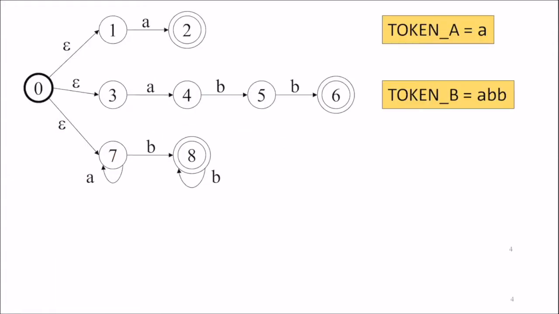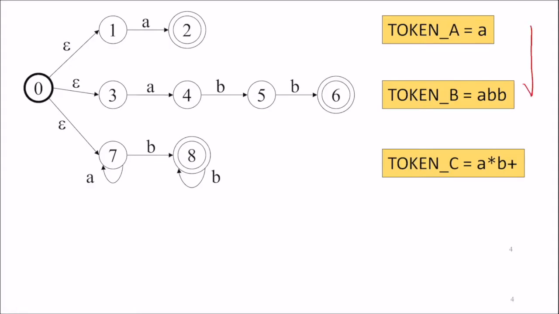Okay, so let's take the different token definitions. And as before, we're going to assume that there is an ordering here, so that token A is the highest priority, token B is the next highest priority, and token C is the lowest. Let's understand how to do the matching for a lexical analyzer when you have an NFA by using this example.